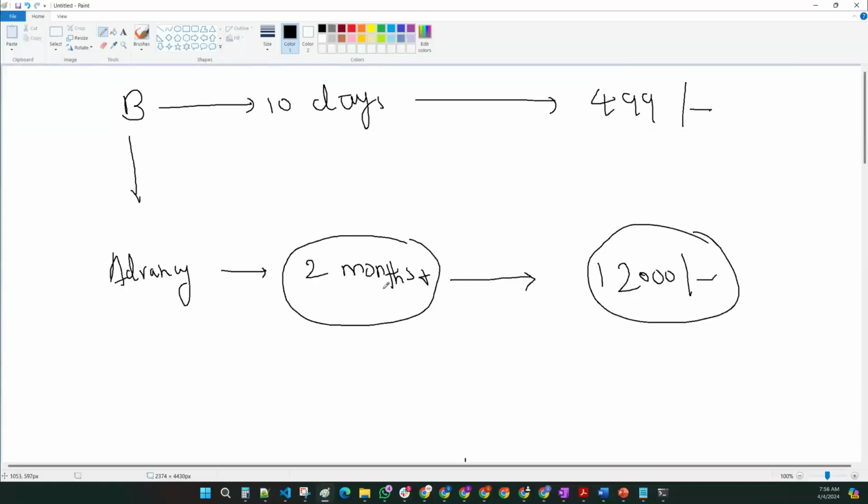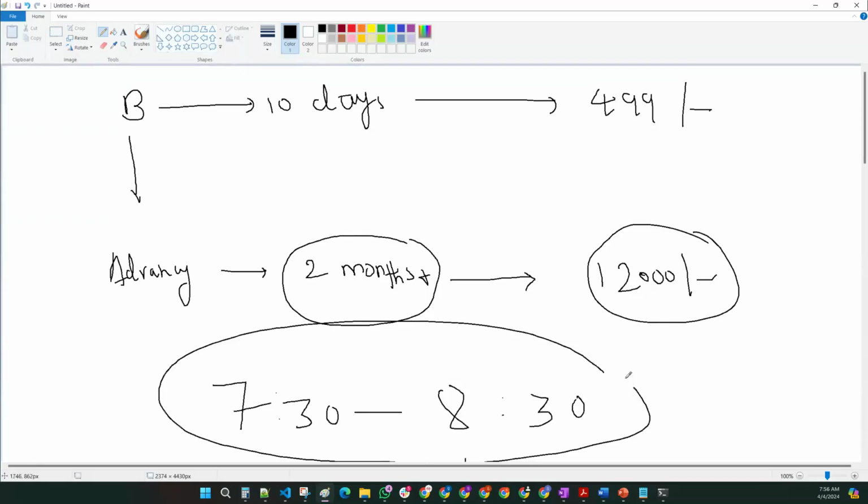Timing we are yet to decide. So this is a boot camp for 10 days. As per everyone's availability, we may just put it at 7:30 to 8:30, so that everyone will be available. So that is our plan.